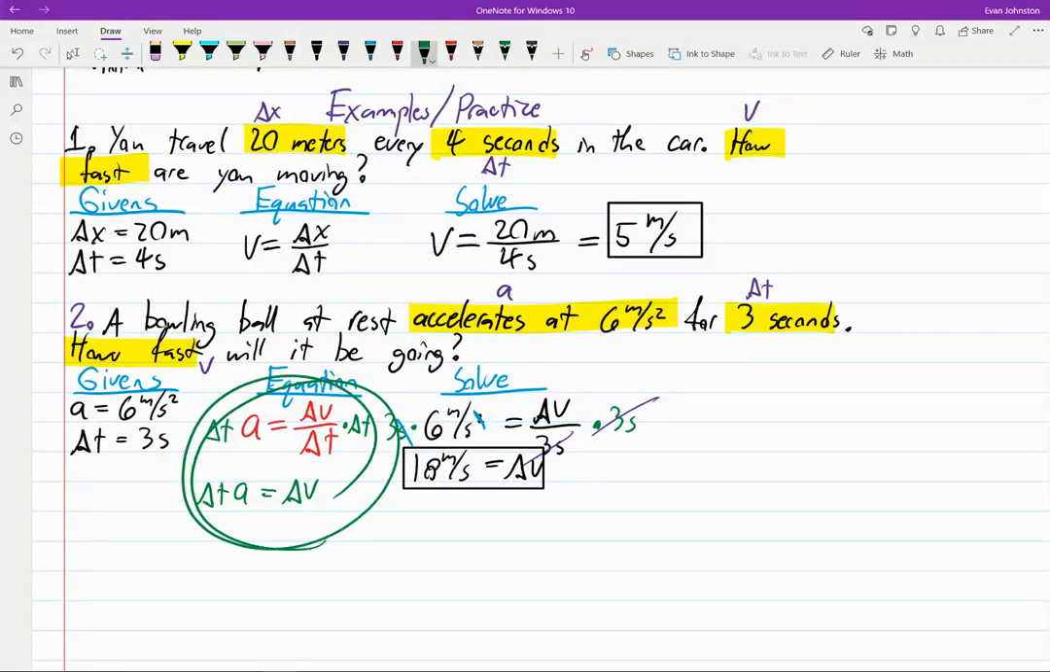Just pick whichever one makes more sense to you. Do algebra in the beginning to get the thing you want alone, or plug in and then do algebra to get the thing you want alone. You're doing the same thing essentially. So just pick whichever one it is.